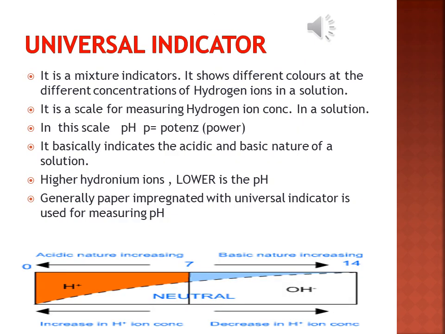Methyl orange, a synthetic indicator, gives red color with acid and yellow color with an alkali or any base. For example, sodium hydroxide is going to give yellow color.